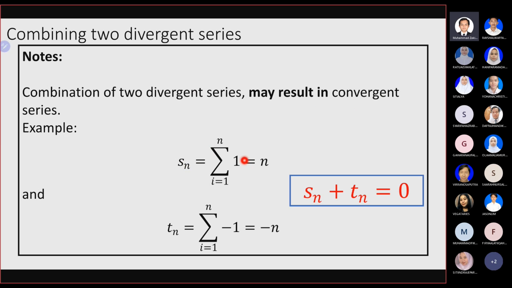Contohnya, kalau kita punya deret sum of one, barisannya adalah 1, 1, 1, 1, 1, 1, dan seterusnya. Kemudian deret selanjutnya adalah sum of minus one, minus 1, minus 1, minus 1, dan seterusnya. Kalau kita gabungkan dengan penjumlahan, Sn tambah Tn adalah 0. Sn kalau N-nya menuju tak hingga, dia divergen menuju tak hingga. Tn divergen menuju negatif tak hingga. Tapi gabungan dari keduanya itu konvergen menuju 0.